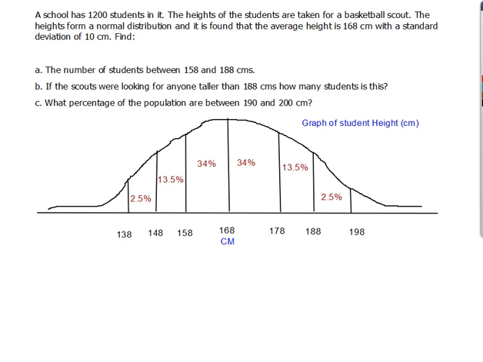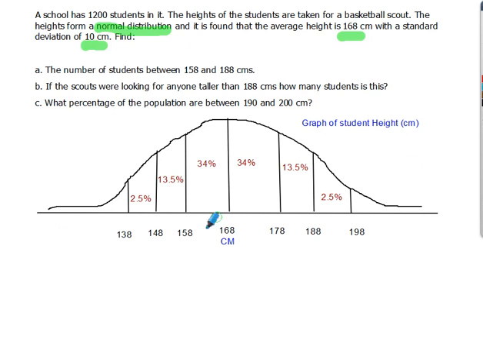Okay, once again we're looking at a standard deviation question. We've read the question and we find that there's 1,200 students in a school. The heights are taken and we find that the average height is 168, the standard deviation is 10, and it's a normal distribution, which means that we can draw around this graph.